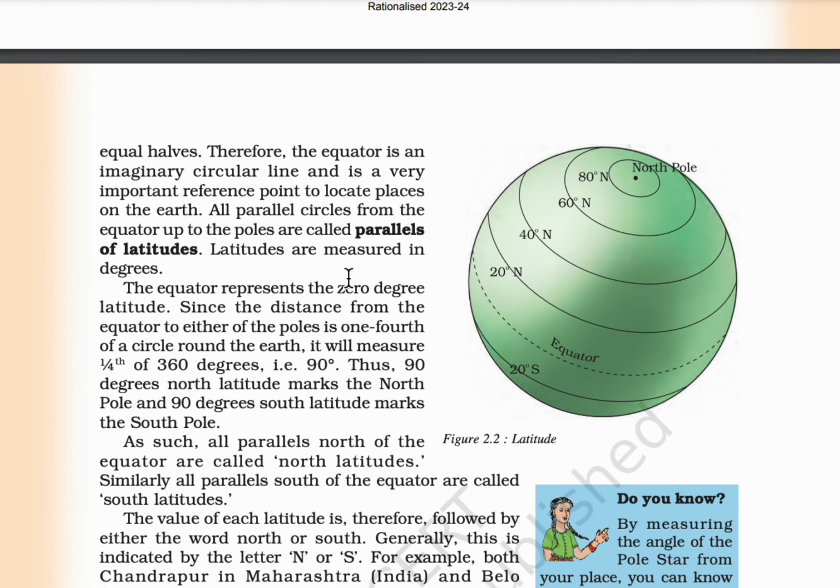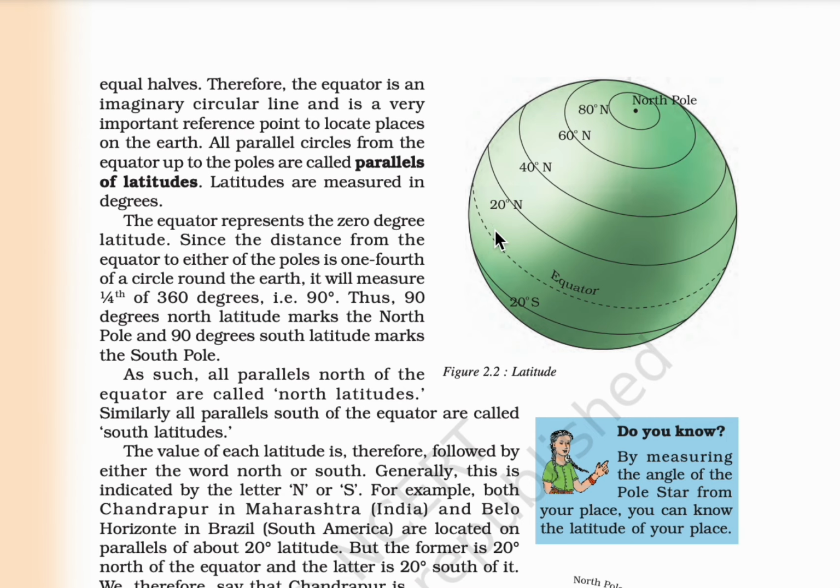Next one is the equator. The equator divides the earth into two equal parts, the upper part and the lower part. The upper part is called the northern hemisphere and the lower part is called the southern hemisphere. The equator is the circular line that divides the earth into two equal parts, and based on the equator as a reference point, other places can be located.